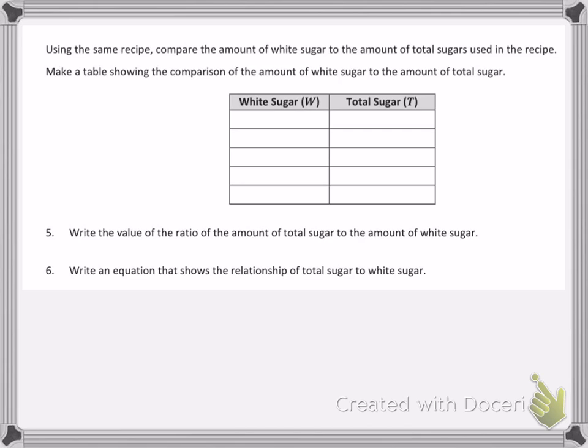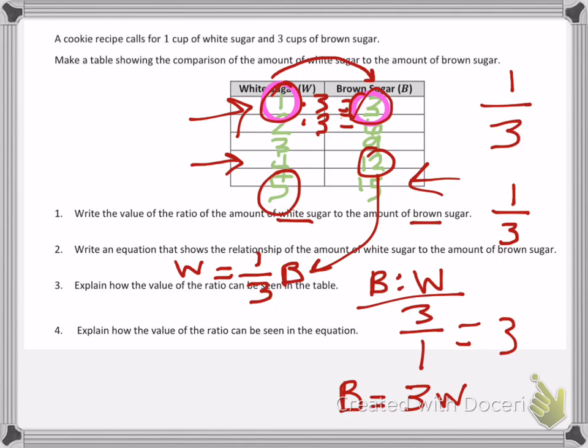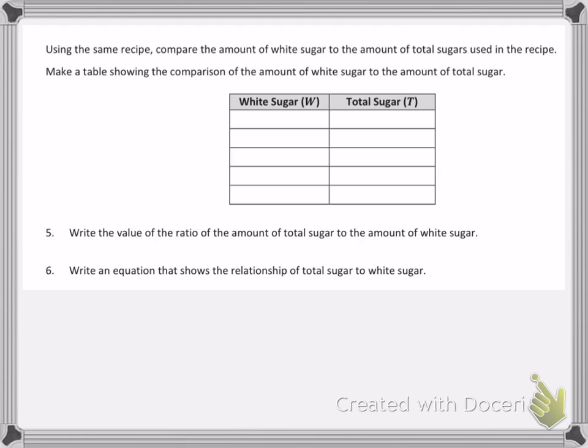Using the same recipe, compare the amount of white sugar to the amount of total sugars in the recipe. Well, remember the white sugar, let's go back here. The white sugar was 1 and the brown was 3. That was our ratio. It was a 1 to 3 ratio. So the number of white cups of sugar is 1. The total number of cups is 4. And then we can skip count. We get a 2, a 3, a 4, and a 5. And over here we get 8. And this would be 12. And this would be 4 more, 16, and then 20. So there's our ratio table.